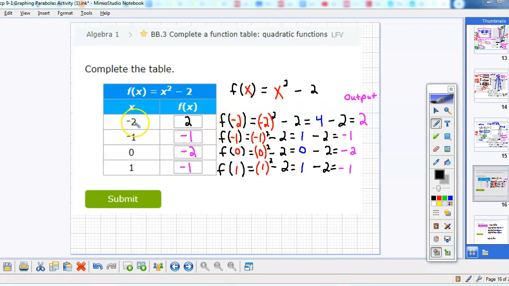So if x is -2, that means we're going to substitute a -2 into function f. So let's go ahead and do that. When I substitute that in, -2 squared, that's -2 times -2. We know negative times negative is a positive, that's 4. And then 4 minus 2 is 2. So my output is 2.